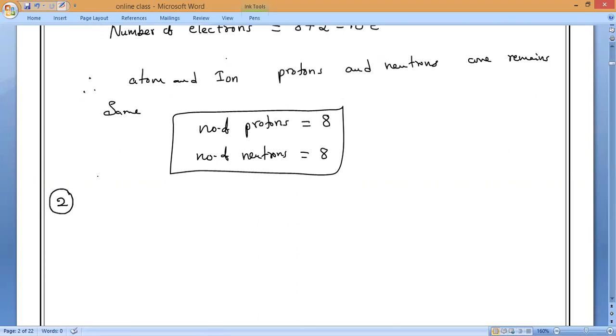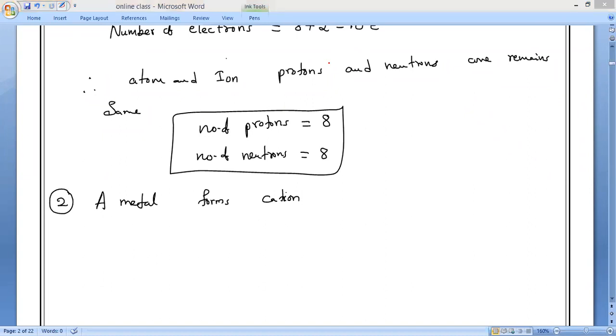A metal forms a cation. Can you tell me now, cation means loss of electron or gain of electron? Loss of electrons. So loss of electron means it will get positive charge or negative charge? Positive charge. Very good.